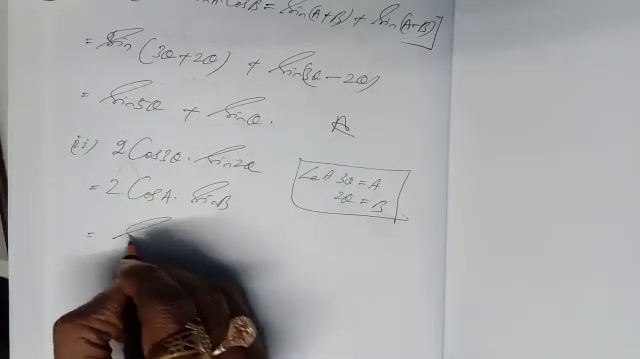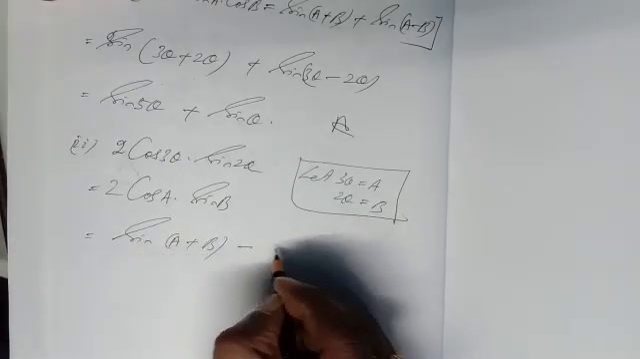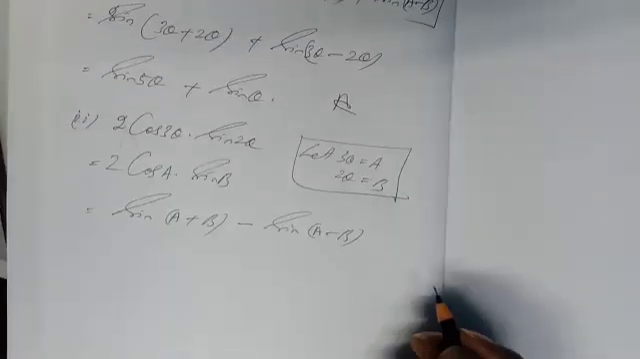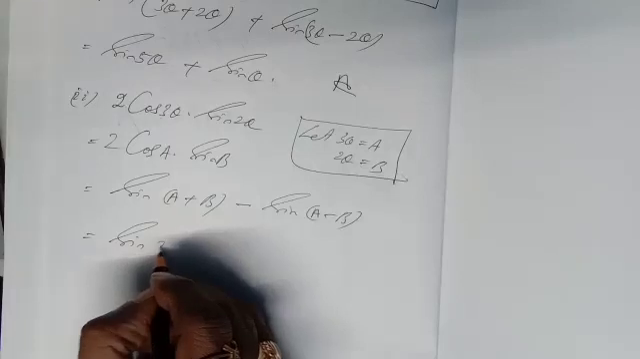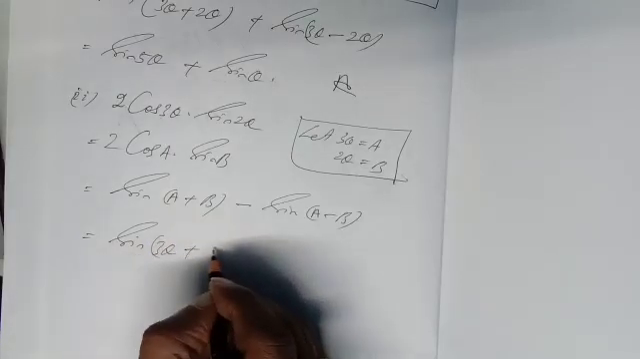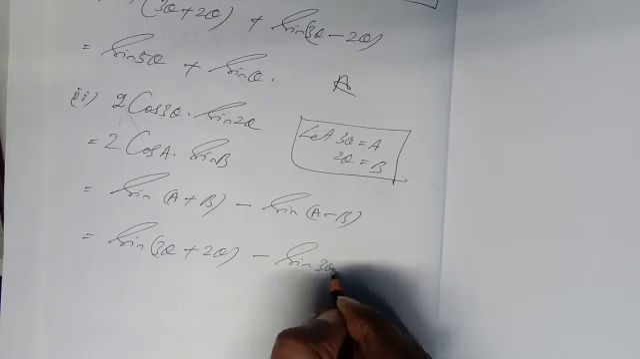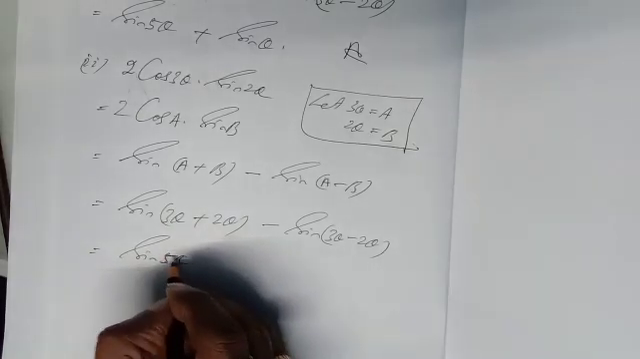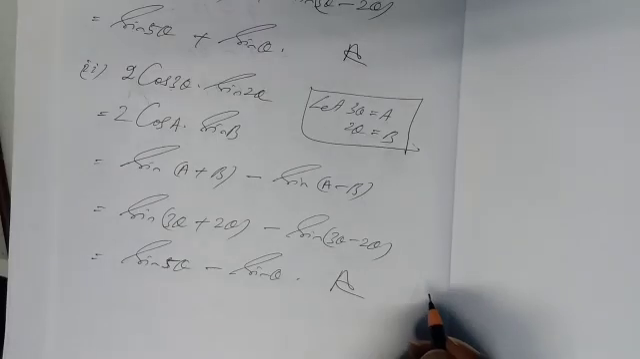sin A plus B minus sin A minus B. How much will it be? Here A is 3 theta plus B is 2 theta, minus sin 3 theta minus 2 theta. This is coming sin 5 theta minus sin theta. This is the answer of number 1 second part.